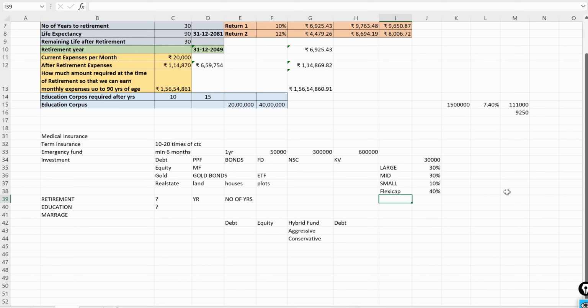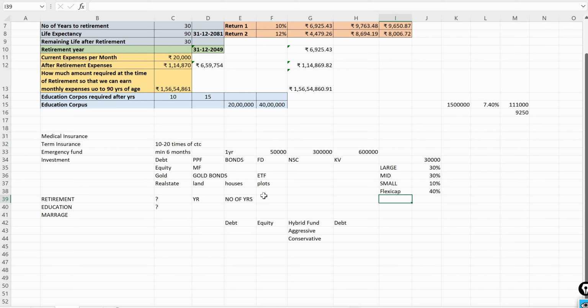In flexi cap funds, the mutual fund manager has the right to invest in different sectors, but there is also some capping, how much they have to invest in large cap, how much in mid cap, and how much in small cap.